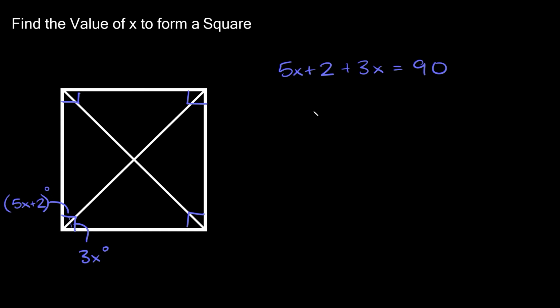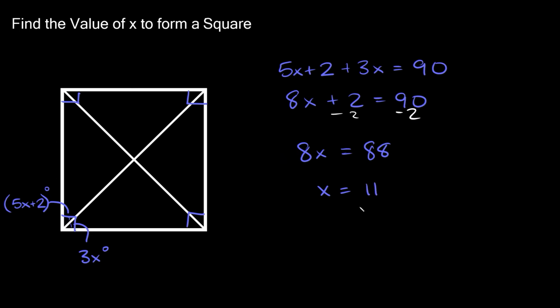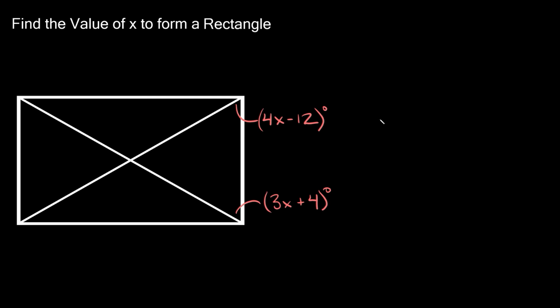Here, 5x plus 3x is 8x. So 8x plus 2 is equal to 90. Then we can simply subtract 2 from both sides. So here we get that 8x is equal to 88. Then we can see that x is equal to 11. Boom. All right, now for this last one, it says find the value of x to form a rectangle.